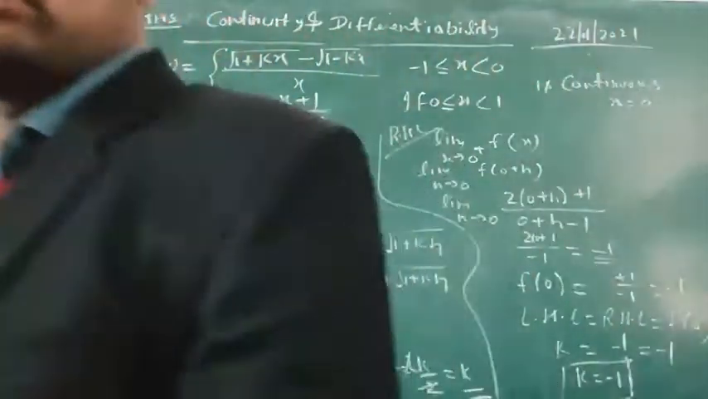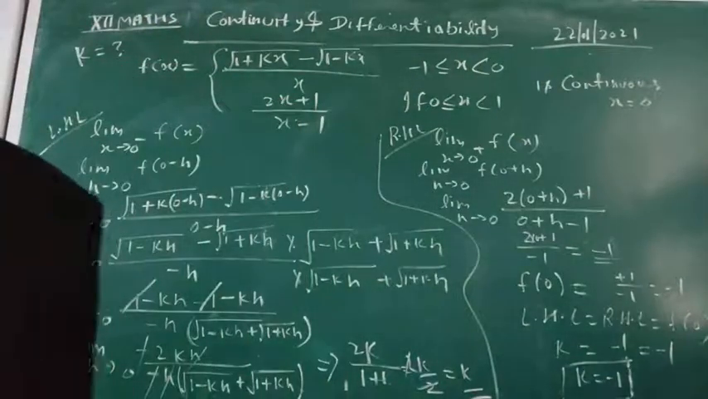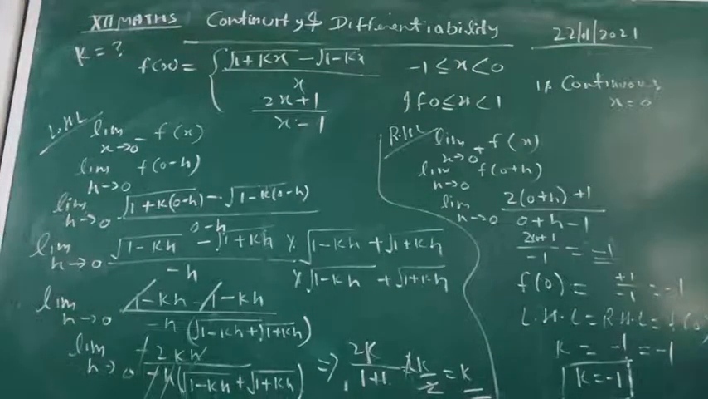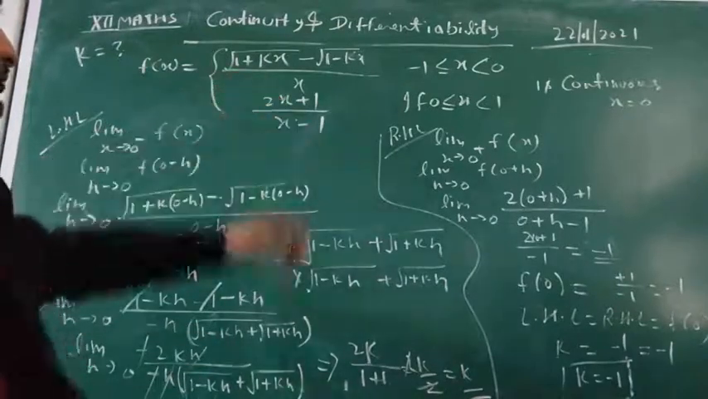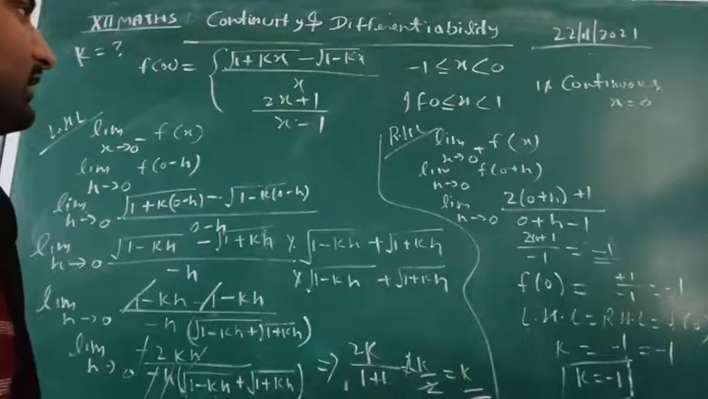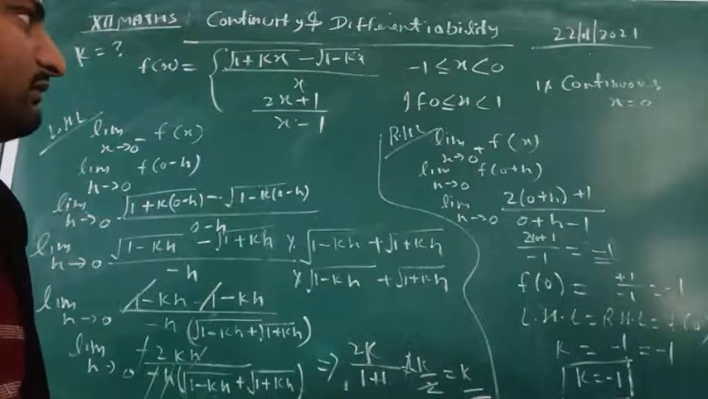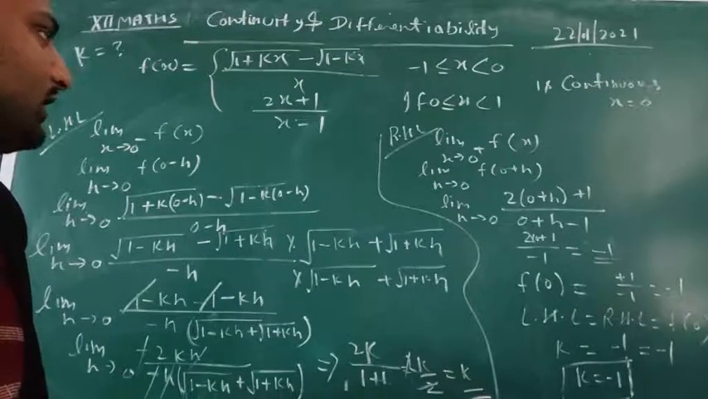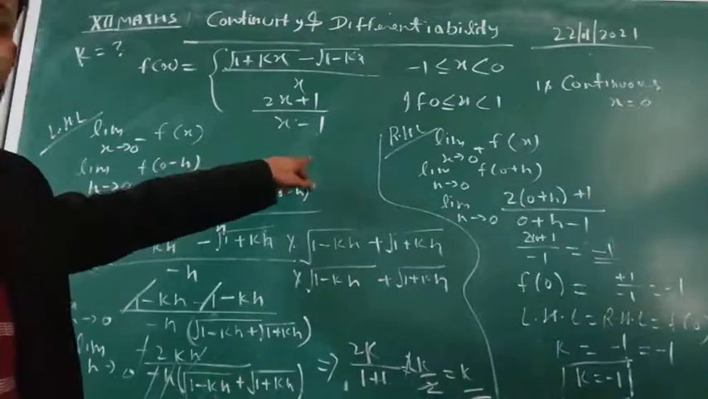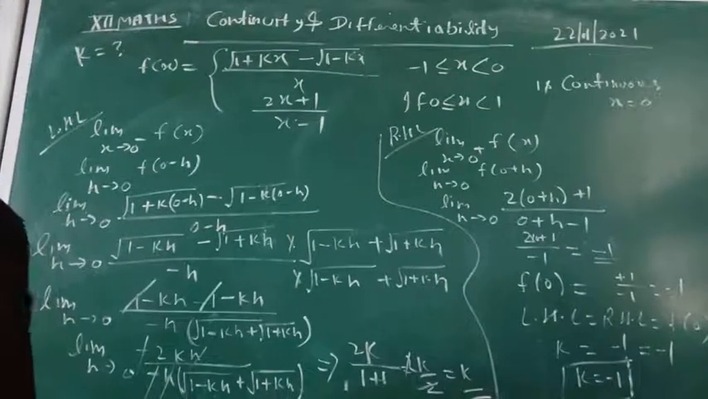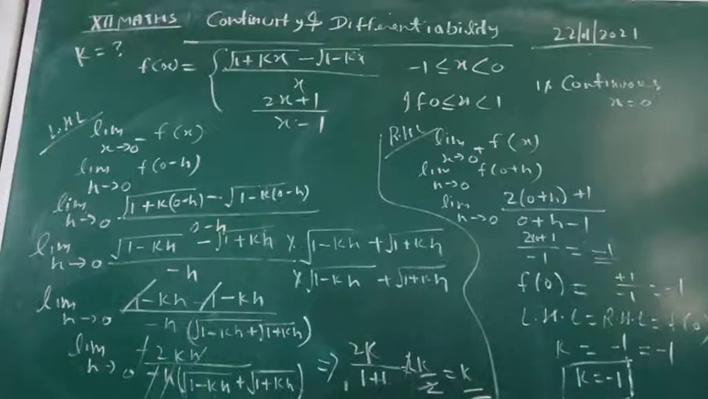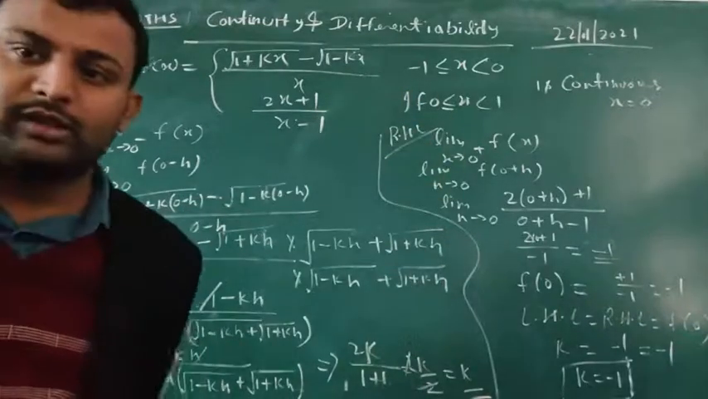I hope you understand students. Now let's see once again what we have done in this question. We are given a function f x which is equal to under root 1 plus kx minus root 1 minus kx by x, for x greater than or equal to minus 1 and less than 0, and 2x plus 1 by x minus 1, for x greater than or equal to 0 and less than 1. Okay students, now the question says that this is continuous at x is equal to 0, then find the value of k.